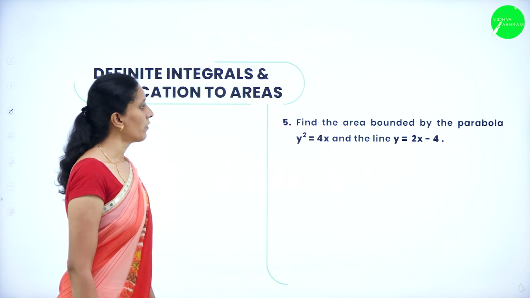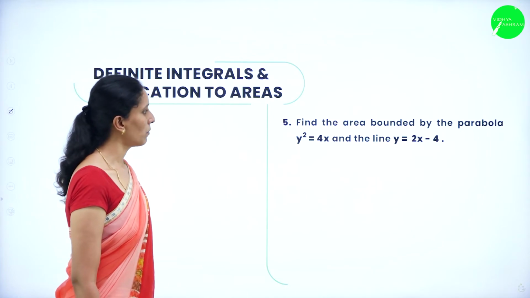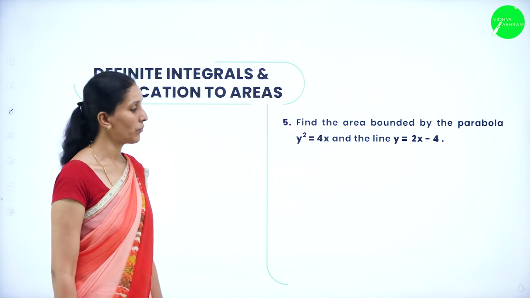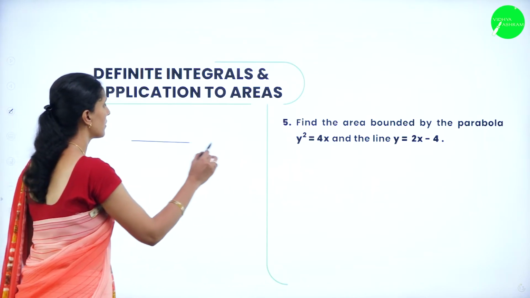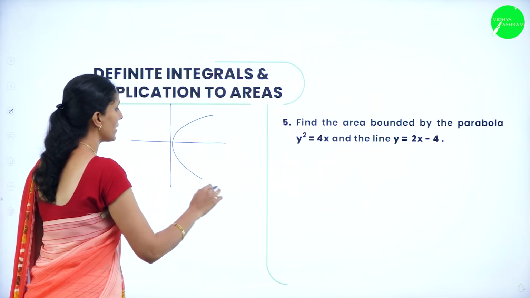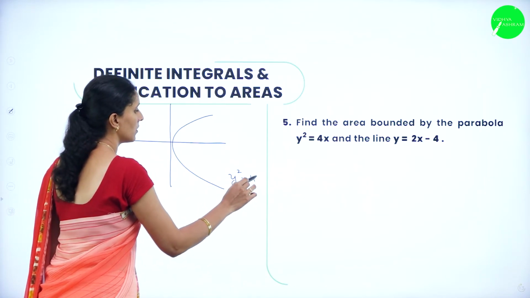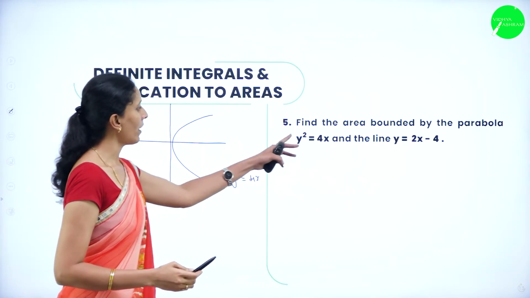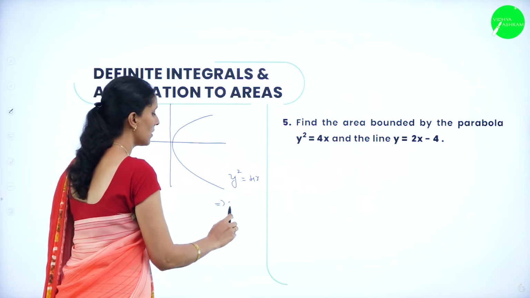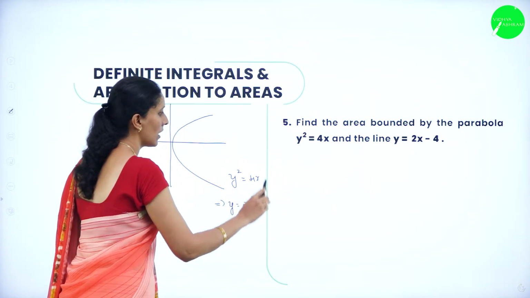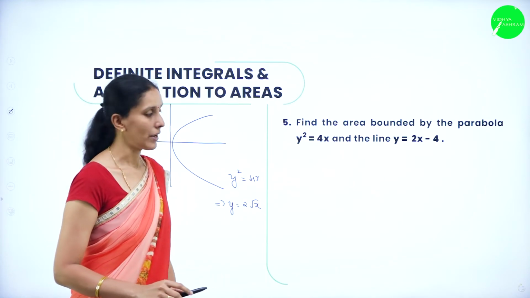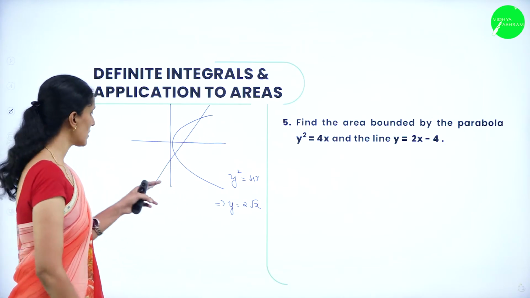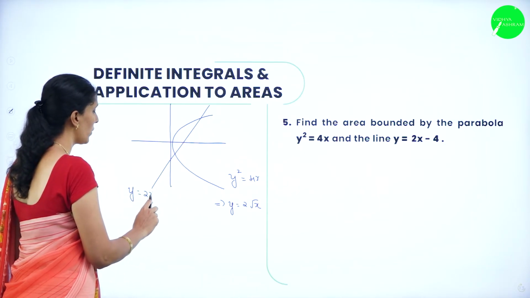Next question. Find the area bounded by the parabola y square is equal to 4x and the line y is equal to 2x minus 4. So let us draw the curve. This is the curve y square is equal to 4x. So we have two equations. Let us write both equations in terms of y. We have y square is equal to 4x, which implies y is equal to 2 root x. Another equation is y is equal to 2x minus 4. So we get a line which is like this. So this is the line y is equal to 2x minus 4.